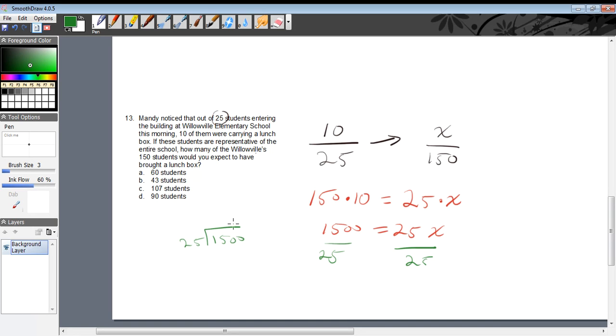25 goes into 150 6 times. 25 times 6 is 150. Minus 0, bring down the 0, and 0. So the answer is going to be A, 60 students. I went through this process a little bit fast, but this is the real part. We're setting up one ratio, and then extrapolating it, making it a little bit bigger with 150 total students.